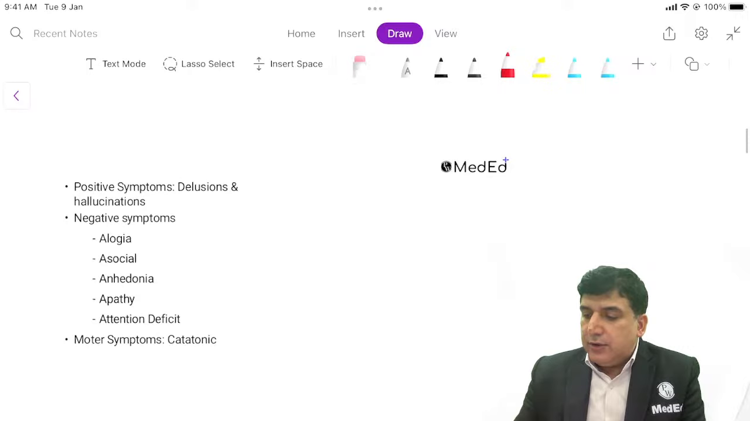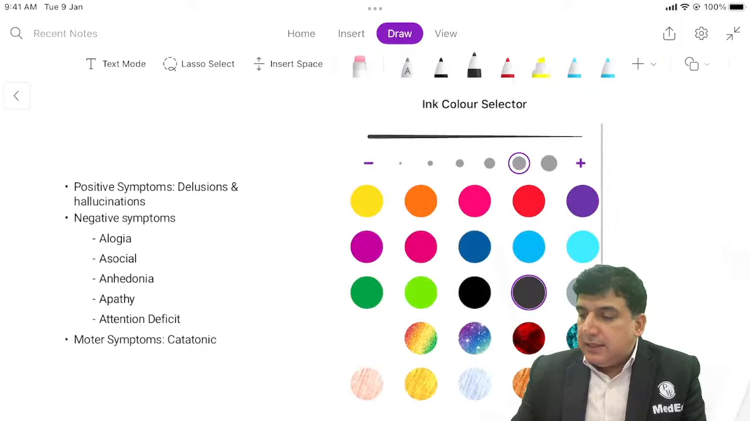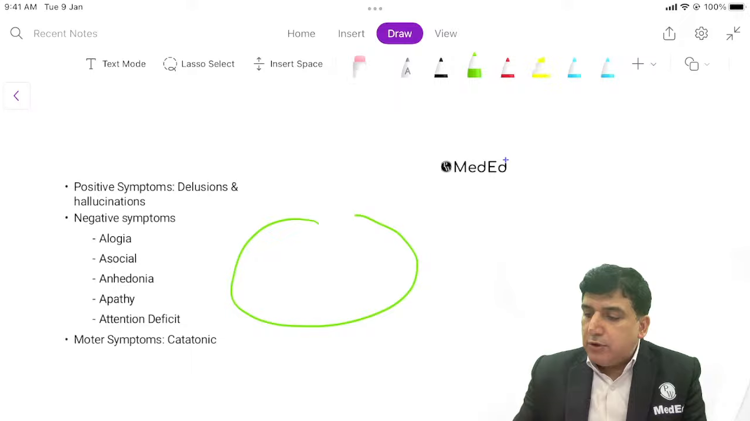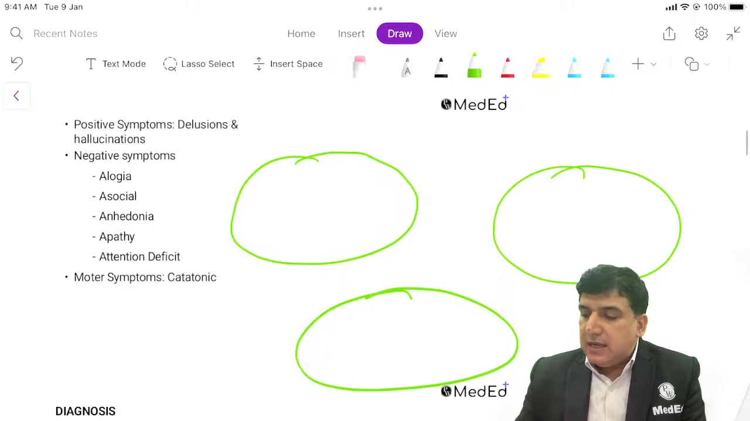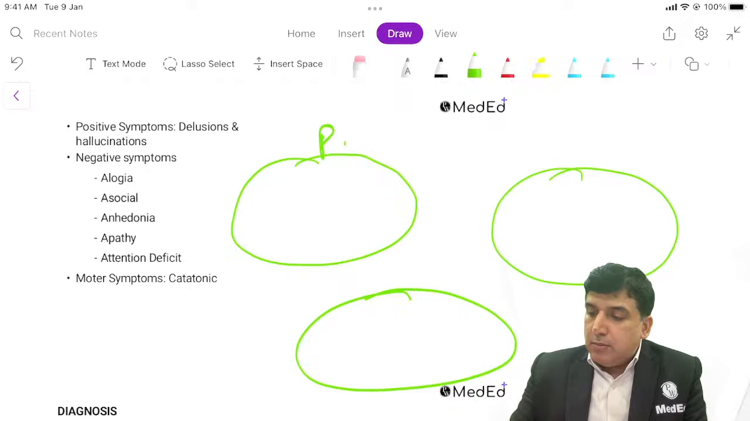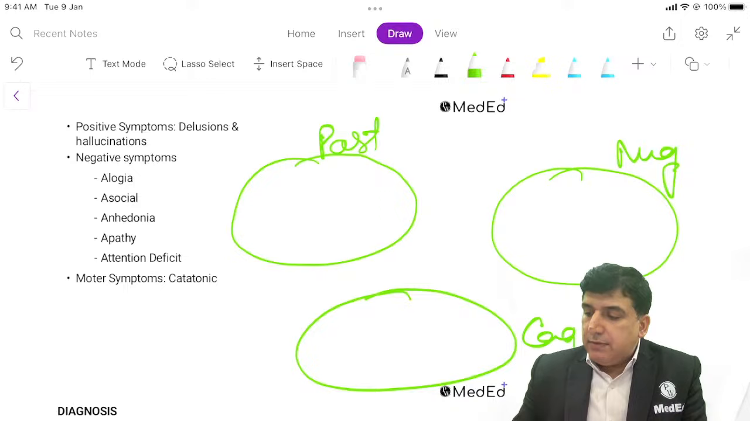Later, when we talk about schizophrenia, we say that the symptoms are in three domains. The first is positive symptoms, the second is negative symptoms, and third is the cognitive domain. The positive symptoms are delusions and hallucinations. Why do we call them positive?